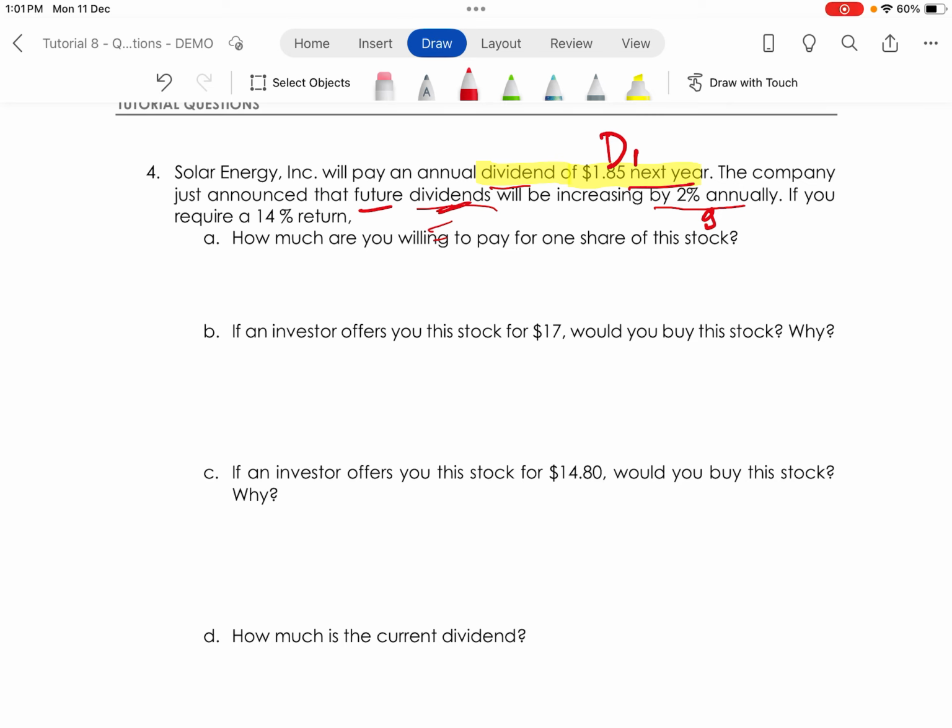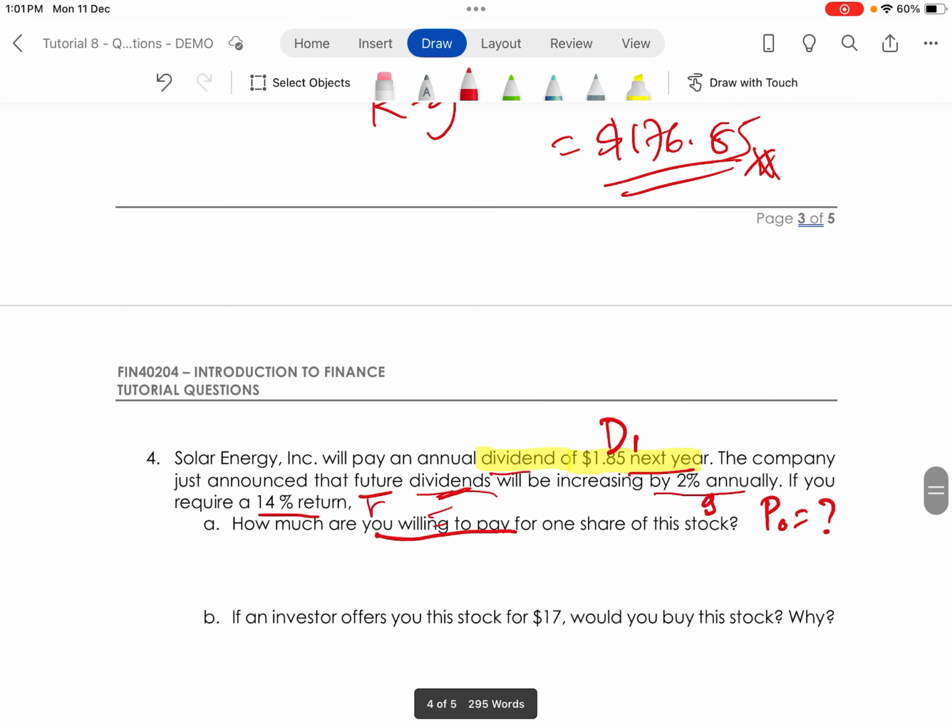If you require a return of 14%, this is your R, the usual R. Big R and small r are the same thing. A: How much are you willing to pay for one share of this stock? This question asks you to calculate the current share price. Now, as I mentioned, the formula is this one.